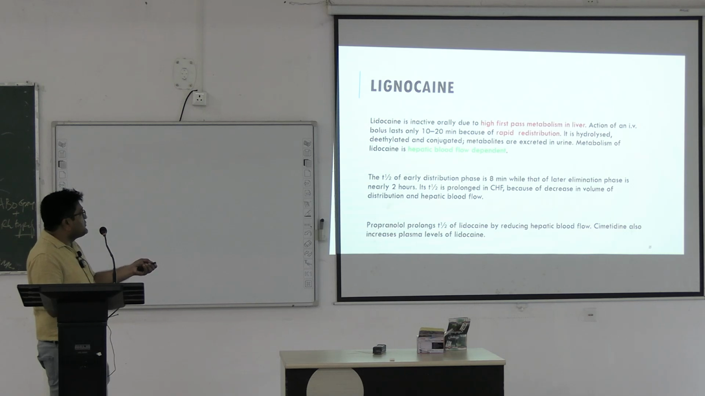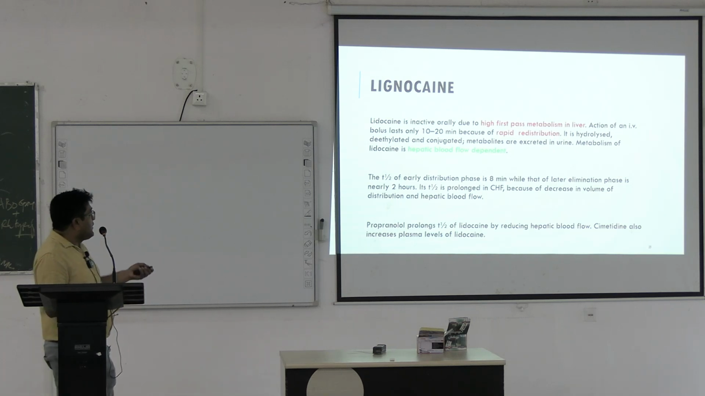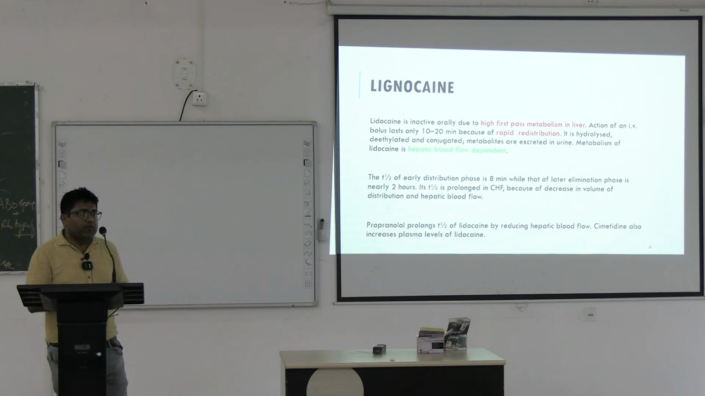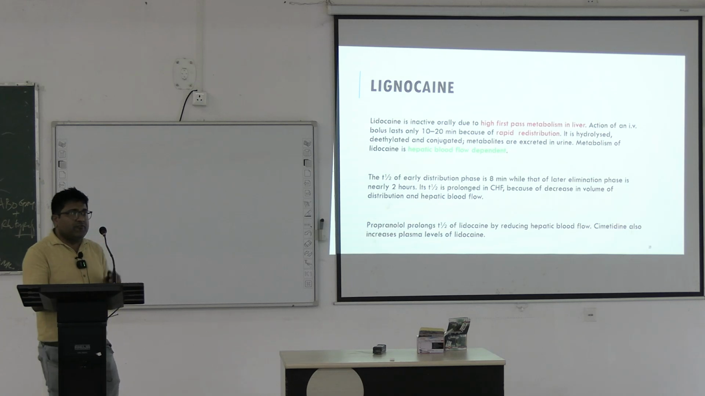It shows high first pass metabolism in the liver and very rapid redistribution. Because of this, the high first pass metabolism is dependent on hepatic blood flow. Now propranolol decreases the hepatic blood flow. So use of propranolol with lignocaine can increase the concentration of lignocaine in the body.